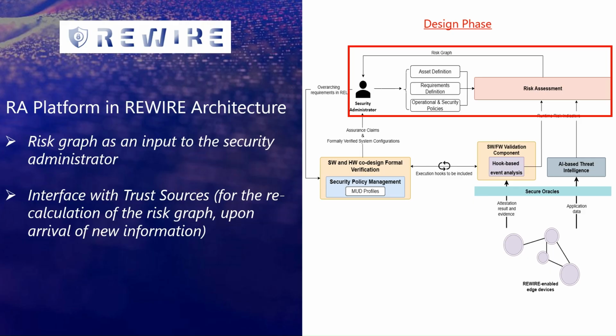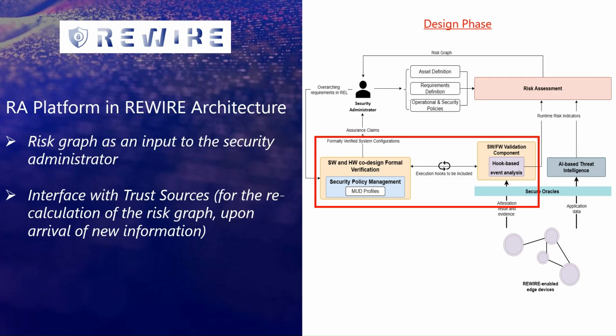And all this information will enable the risk assessment platform to perform its analysis and calculate the overall risk graph for the topology. This information is given to the security administrator to proceed with the design phase procedures, including the identification and specification of the overarching requirements needed for the software and hardware co-design formal verification process. And eventually, this will enable the security administrator to specify the soft requirements to be enforced by the orchestrator in the edge devices.